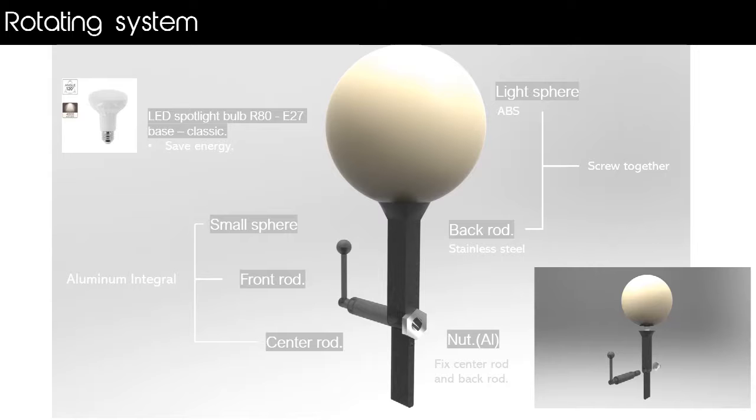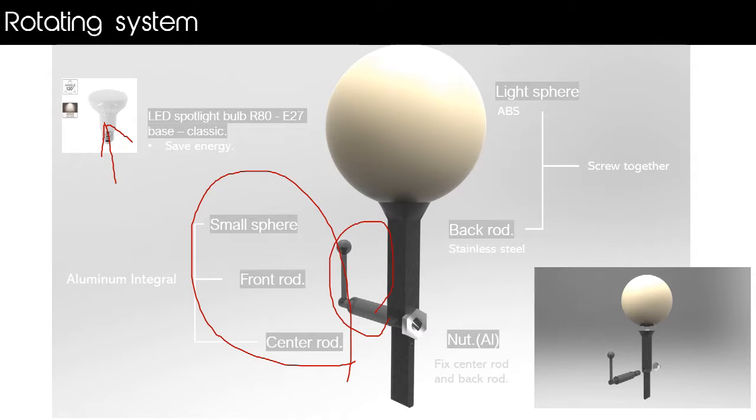Last, I will talk about the rotating system. This bulb is chosen because it can save energy and has a wider angle. And these 3 parts are integral. They are fixed with the back rod by the nut. And the light sphere, also called the light shell, is made of ABS to reduce the weight. It can screw with the back rod after the bulb is inserted.